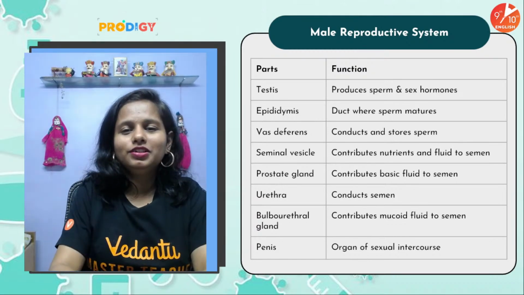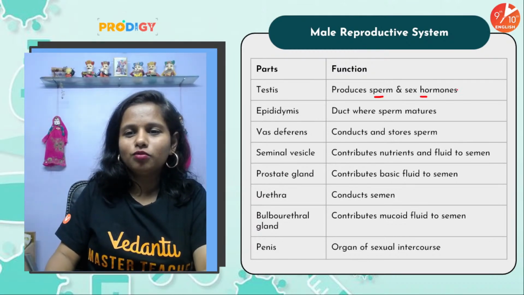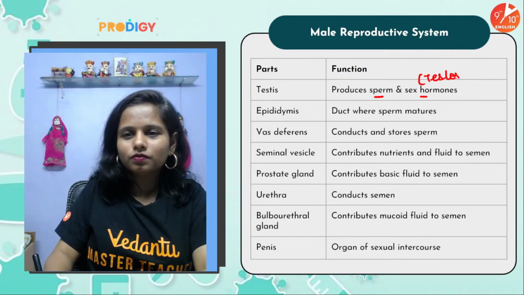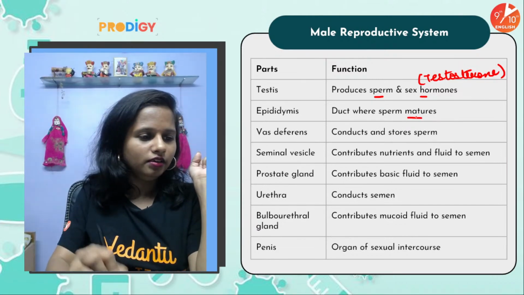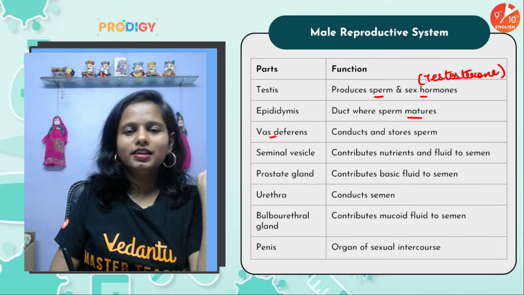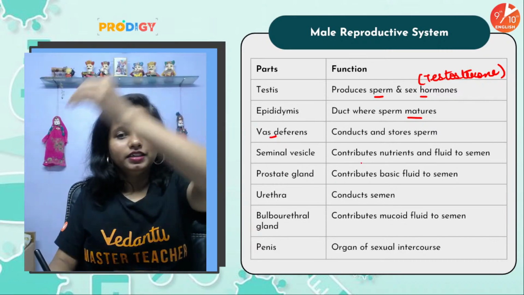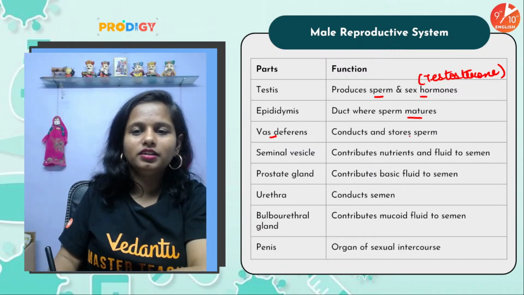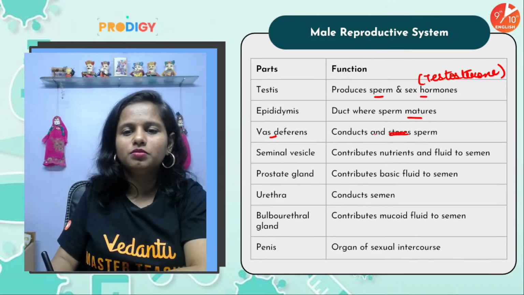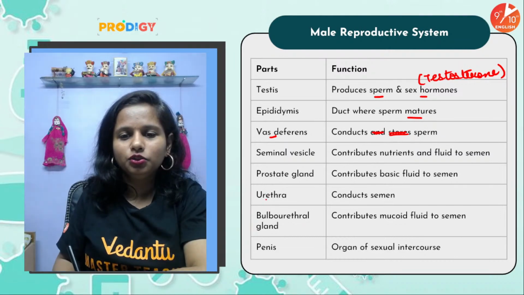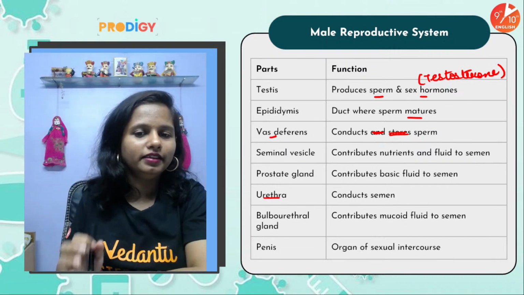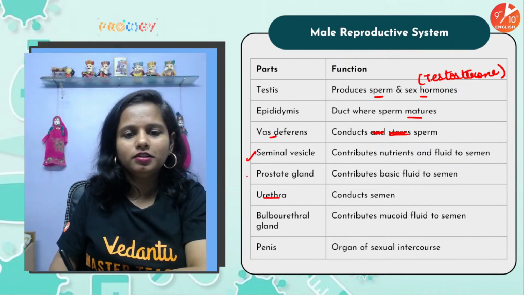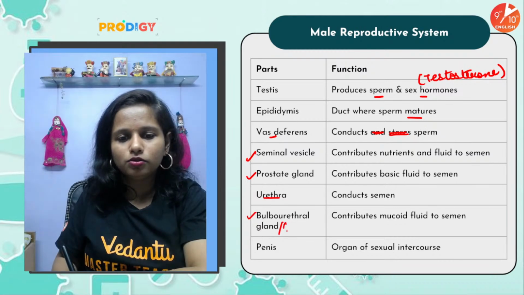So, testis: production of sperms and the sex hormone, testosterone. Epididymis stores the sperms for maturation. Vasa deferens carries the sperms; it conducts the sperms, not stores them. Urethra also conducts the sperms. And then 3 glands: seminal vesicles, prostate gland and bulbourethral gland, also known as the Cowper's gland.